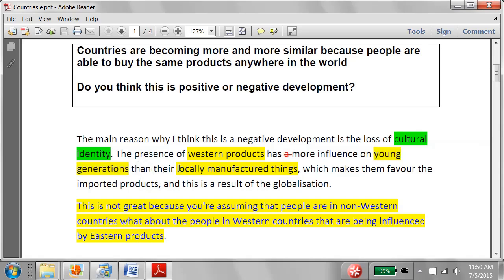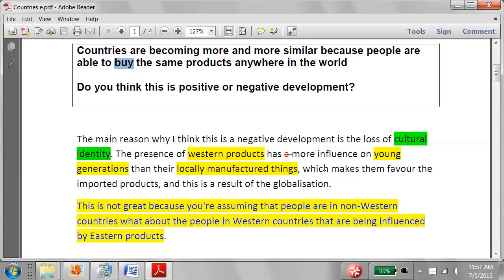And then the third part really is this. The presence of Western products should have more influence on young generations than their locally manufactured things. This is not really mentioned in the topic either. It just says these products are available, people can buy them, but it doesn't say they're more popular than the local products. So this is another area of issue, a third crack perhaps in the task response. Just minor issues with the development.